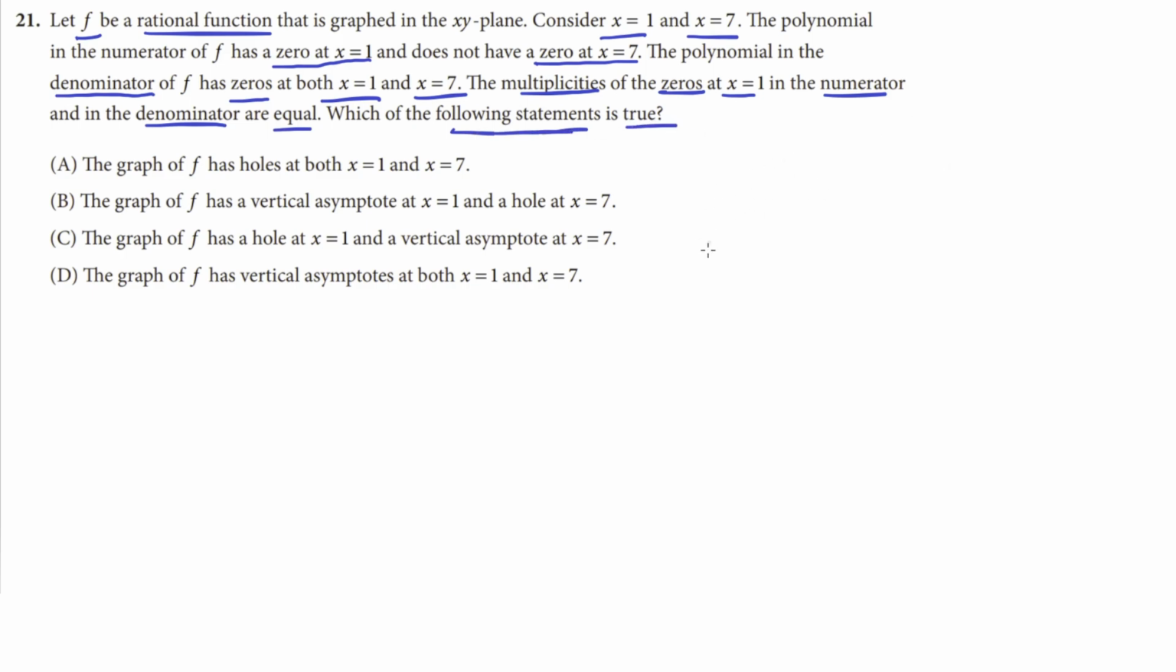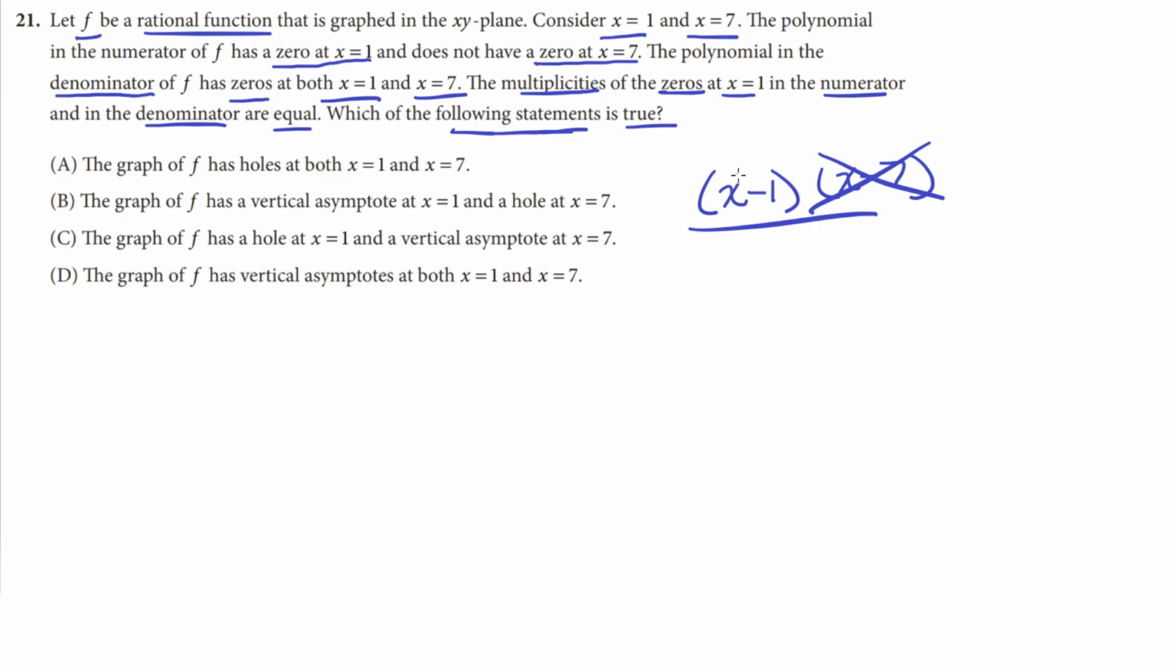So we have a rational function, and we are given some hints about what this rational function looks like. The first hint they give us was the polynomial in the numerator of f has a 0 at x equals 1 and does not have a 0 at x equals 7. So that means we have an x minus 1 term in the numerator, and we do not have an x minus 7 term in the numerator, because they told us that there's a 0 at x equals 1 in the numerator, meaning the numerator equals 0 when x equals 1.